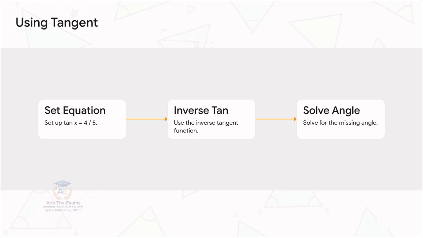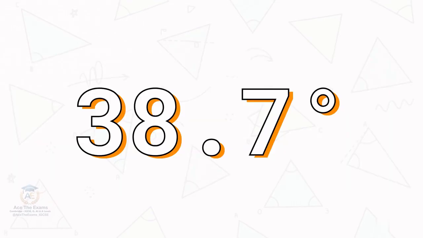To get x totally by itself, we have to move tan to the other side using the inverse tangent function on your calculator. You'll usually see it written as tan to the power of -1. So we just type in inverse tan of 4 over 5, and just like that, we find our missing angle is 38.7 degrees. Notice how we rounded that to 1 decimal place?